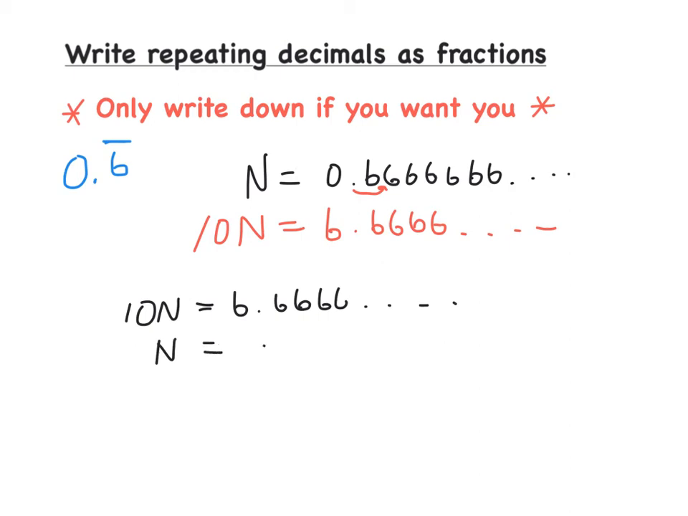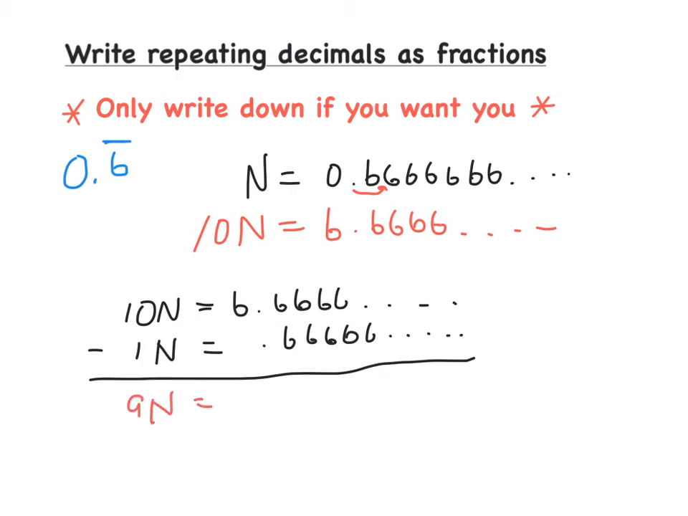10n is equal to 6.6666, continues. If I subtract that, this 10n, we have 1n in here, so 10n minus 1n is equal to 9n. And if all of these 6's start canceling out, all we have left is this 6. So to solve for n, we have 9n is equal to 6.